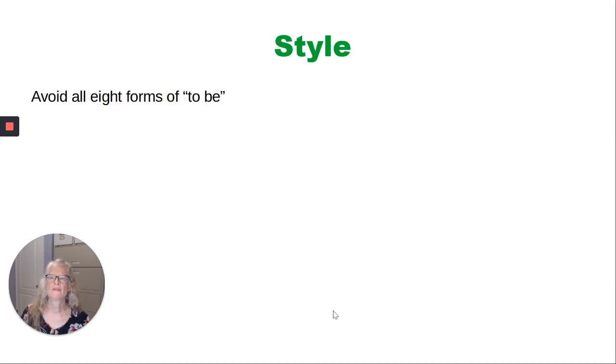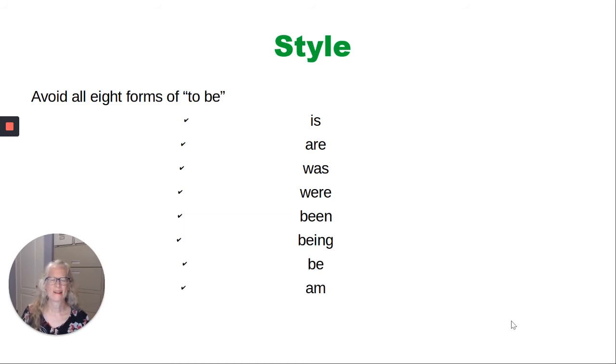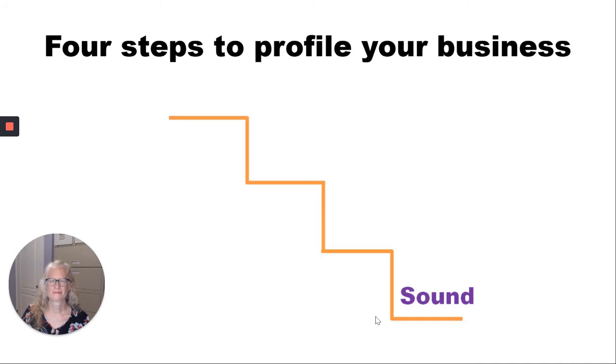Avoid all 8 forms of to be. These include is, are, was, were, been, being, be, and am. If you just go through after you finish a story and do a search on each one of these individually, you will be amazed at how many there are.